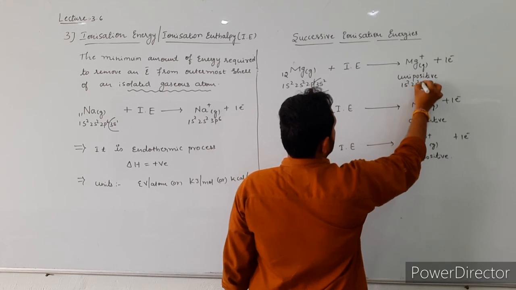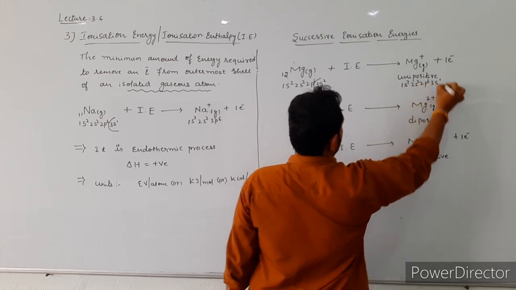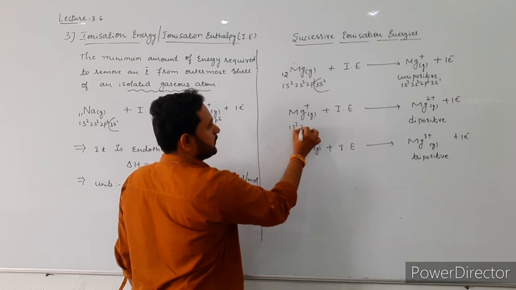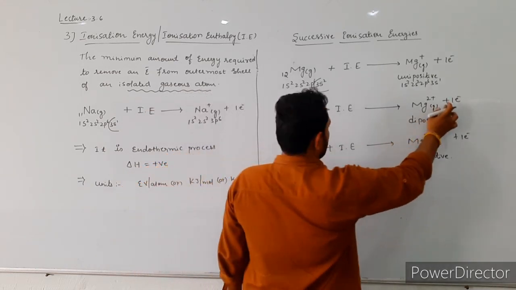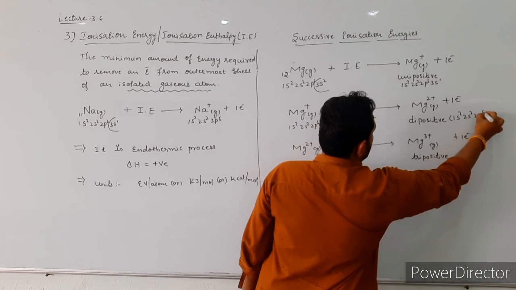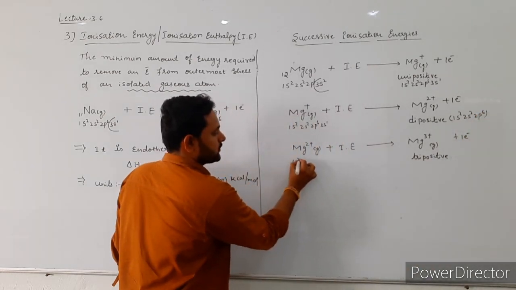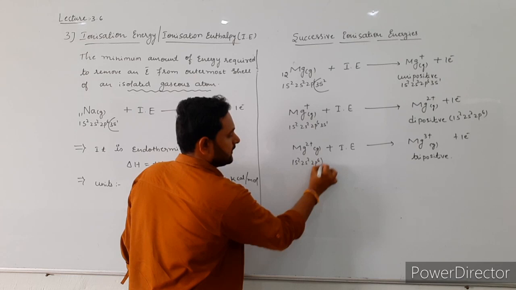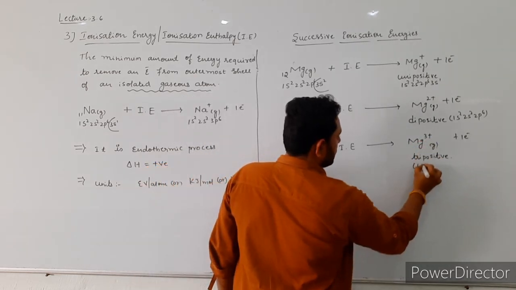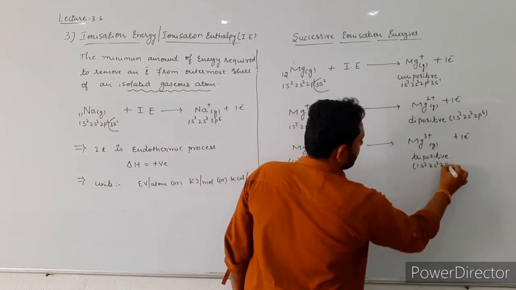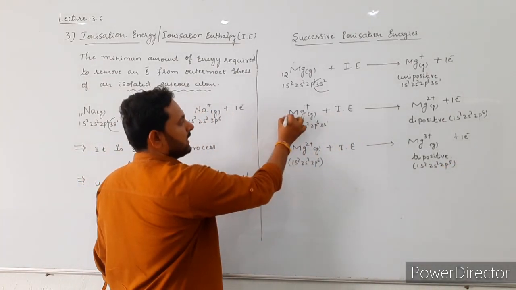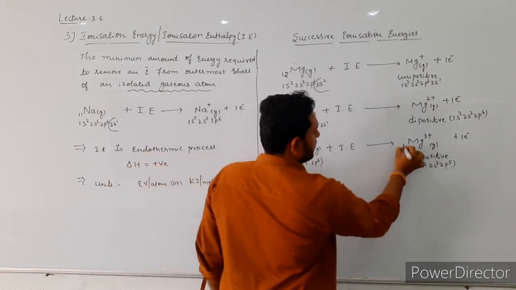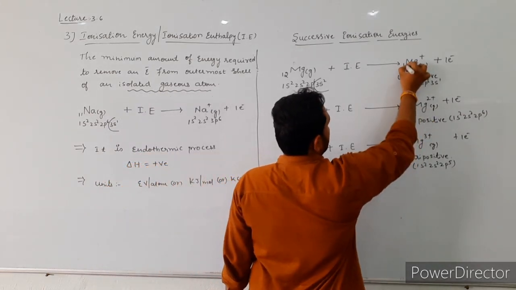Here it is 1s2, 2s2, 2p6 and 3s1. After losing one electron, the electronic configuration becomes 1s2, 2s2 and 2p6. Next, 1s2, 2s2, 2p6. After losing one more electron, it becomes 1s2, 2s2, 2p5. Right? But the atomic number, the number of protons, is the same: 12.